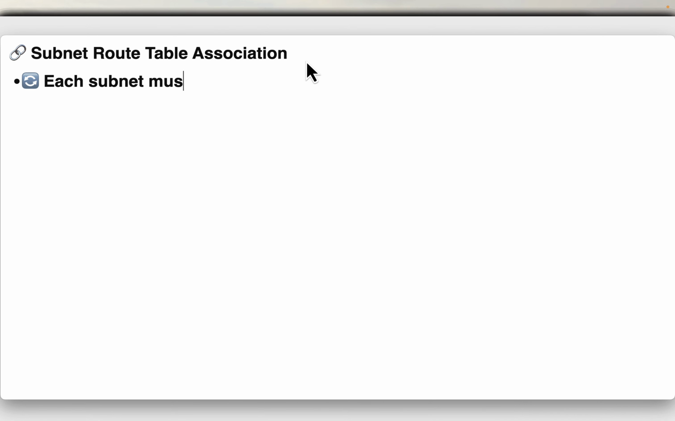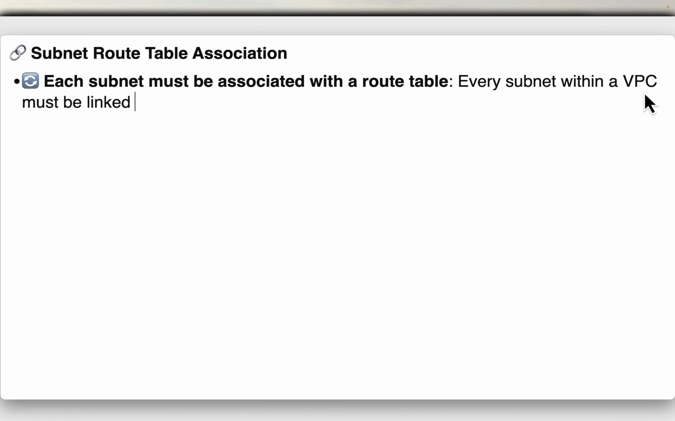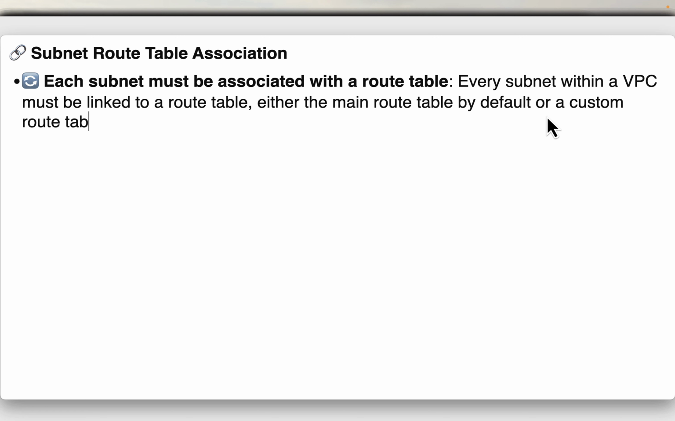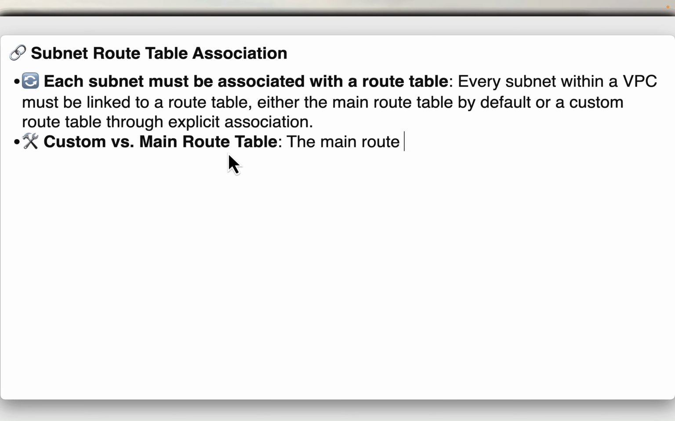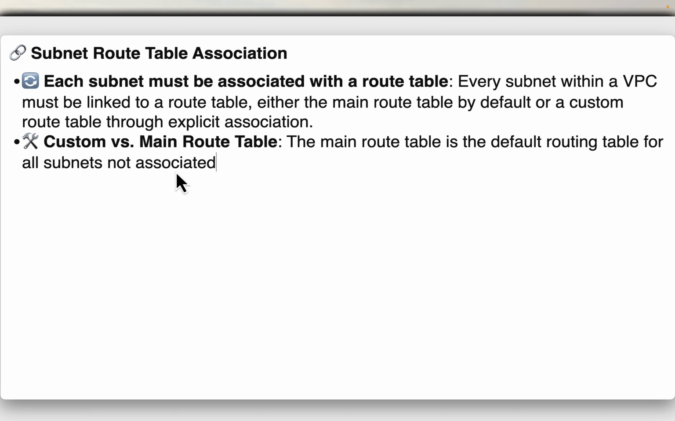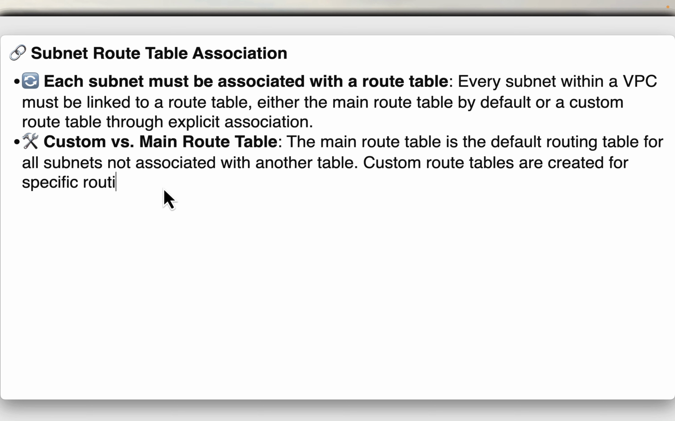Subnet route table association. Each subnet must be associated with a route table. Every subnet within a VPC must be linked to a route table, either the main route table by default or a custom route table through explicit association. Custom versus main route table. The main route table is the default routing table for all subnets not associated with another table. Custom route tables are created for specific routing needs within the VPC.